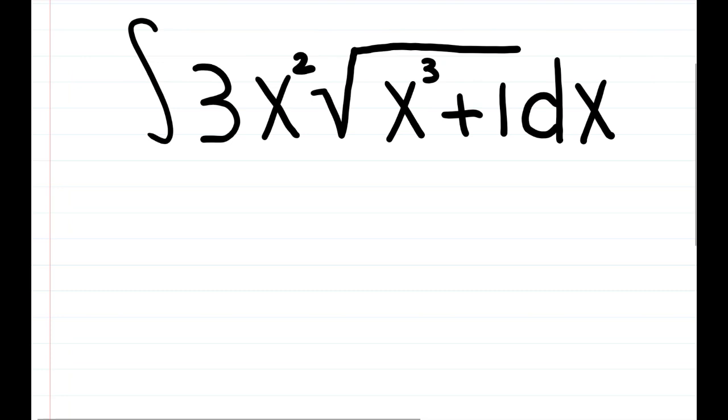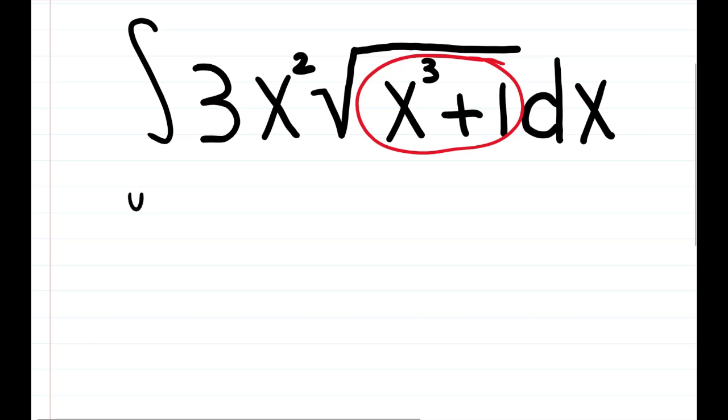We have the integral of 3x squared times the square root of x cubed plus 1 dx. The way that U-substitution works is that we have to find an expression inside the integral and define it as u. Then we have to find the derivative of that expression and see if we can use it to cancel out the remaining expression. Let's choose x cubed plus 1 to be our u in this scenario.